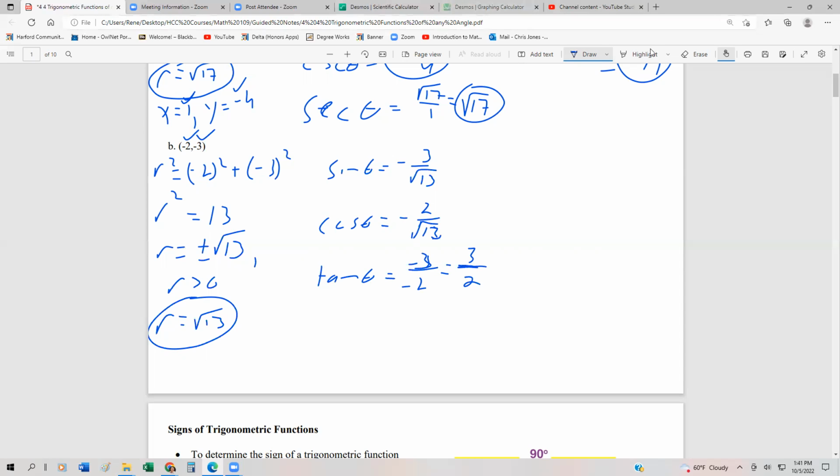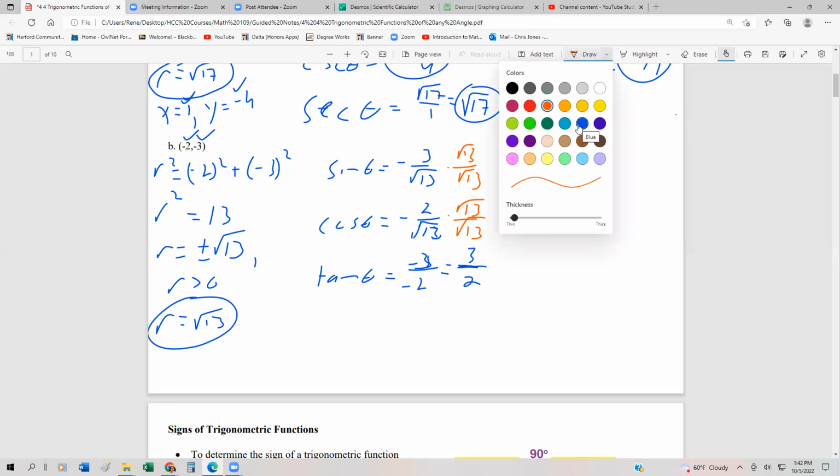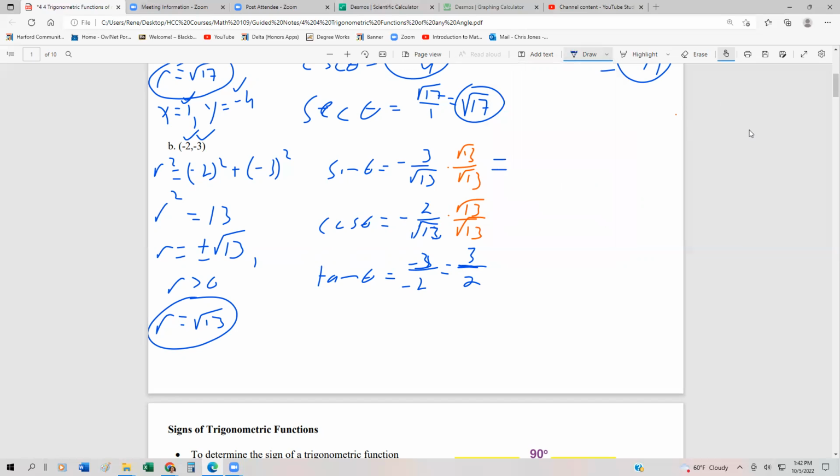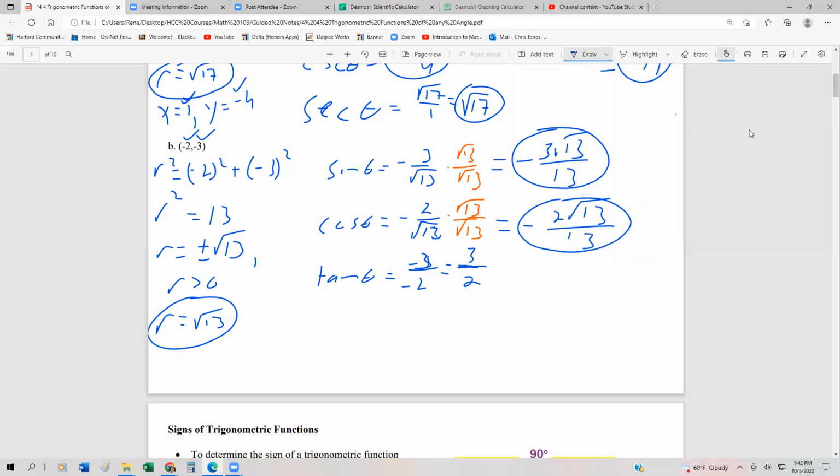Now, if we rationalize this, all we're going to do is multiply anything that needs to be rationalized by root 13 over root 13. That should be pretty easy because we're getting to be experts at this. We've done this many times. So this will be negative 3 roots of 13 over 13 for the sine function. This will be negative 2 roots of 13 over 13. And then this one's already done, it doesn't need to be rationalized.